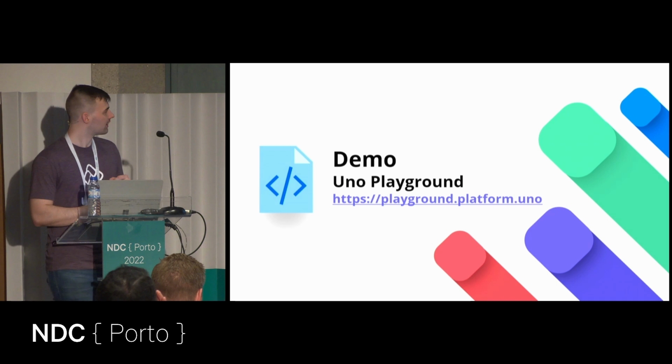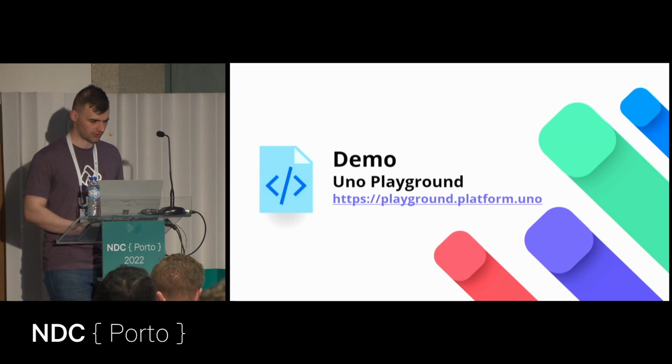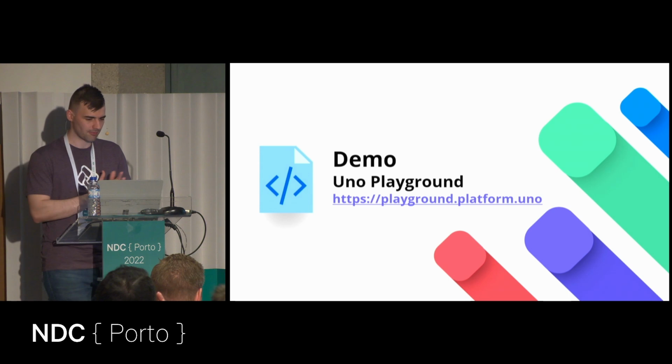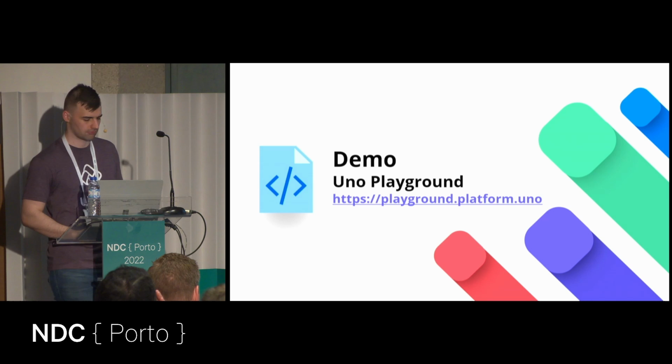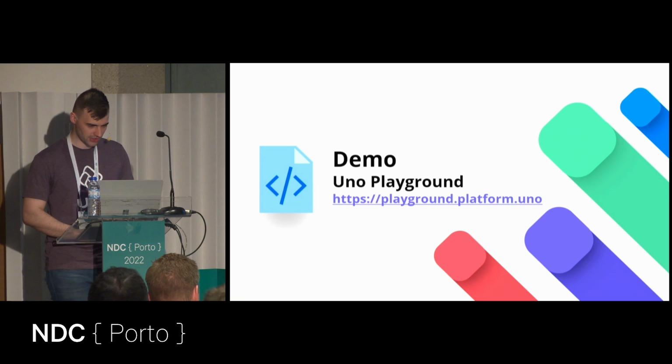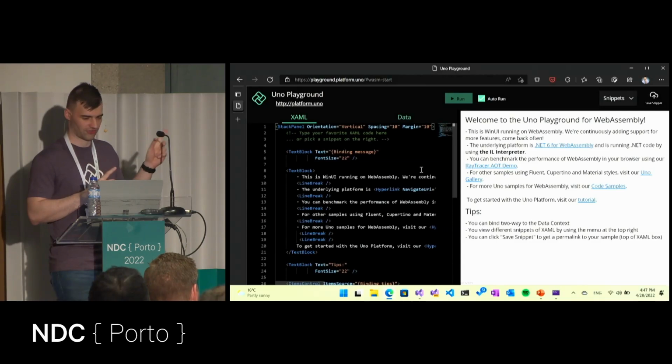You can find this on your PC. You can go to, that's the wrong link. So let me fix that. Playground.platform.uno. And if you go to this website, you will see this. You don't see anything because I didn't switch from the slides. So I will end this and you should be able to see it now. Yes. So this is the Uno Playground.